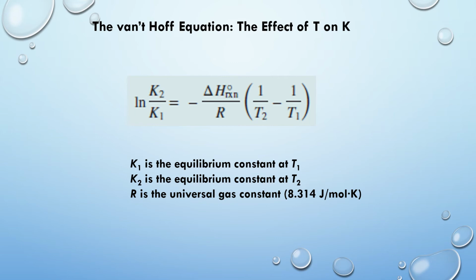Here the K is the equilibrium constant, and we have a delta H of the reaction. T1 and T2 are different temperatures. So in this equation, if we know the equilibrium constant K1 at temperature T1, and if we know the delta H of the reaction, we can figure out the K2 at any T2. So we can figure out the equilibrium constant at any other temperature. Here R again is the universal gas constant, which is equal to 8.314 joules per mole per Kelvin.